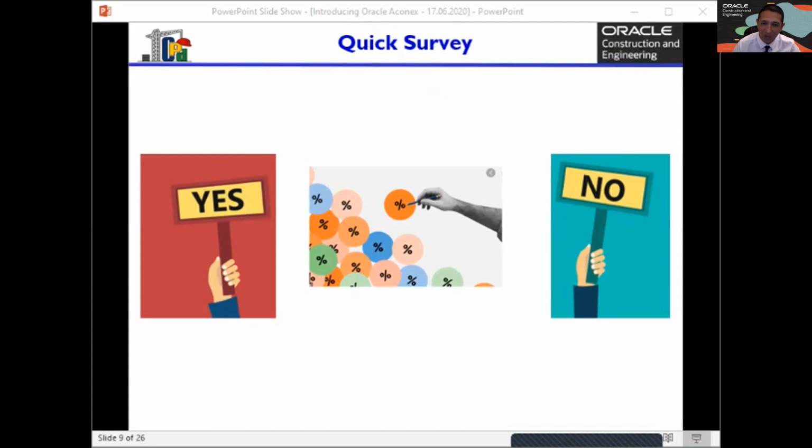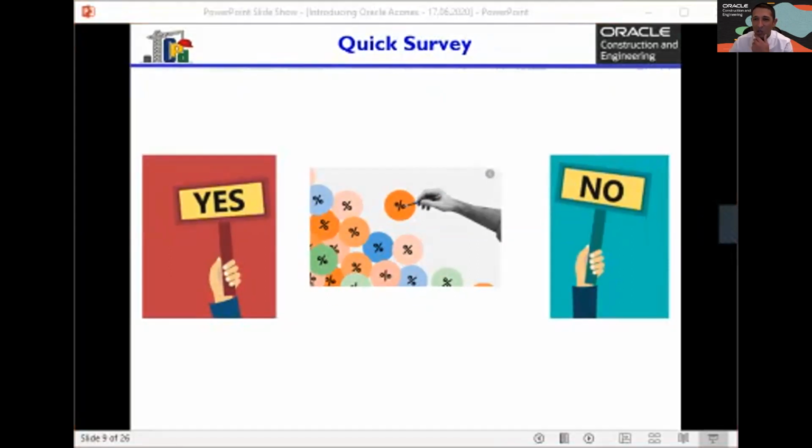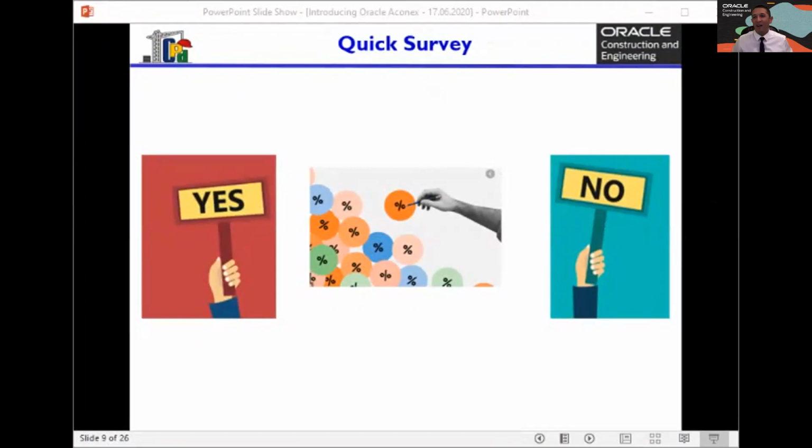So this is a tricky one, right? I think we've gotten to know each other a lot better now during COVID, so it'd be good to know your views on that. So 75% of you have voted.